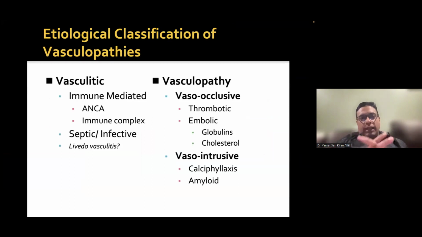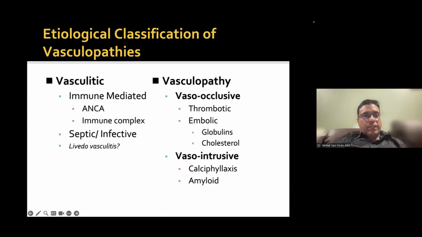The etiological classification of vasculopathies is broadly based on whether it's vasculitic or not. If it's not vasculitic, then it's either vaso-occlusive or vaso-intrusive. Vaso-occlusive can be thrombotic or embolic. There's no inflammation there primarily. Inflammation can be secondary, but primarily there's no inflammation. Or vaso-intrusive, like in calciphylaxis or amyloid, where amyloid surrounds the vessels.